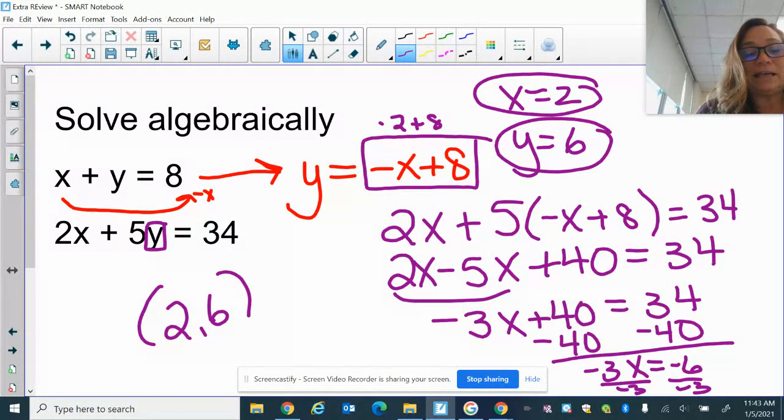2 plus 6 is 8, so that works. 2 times 2 is 4. 5 times 6 is 30. 34, that works. So this is good. You can use mental math to check. You can use substitution to check. You could use your graphing calculator.